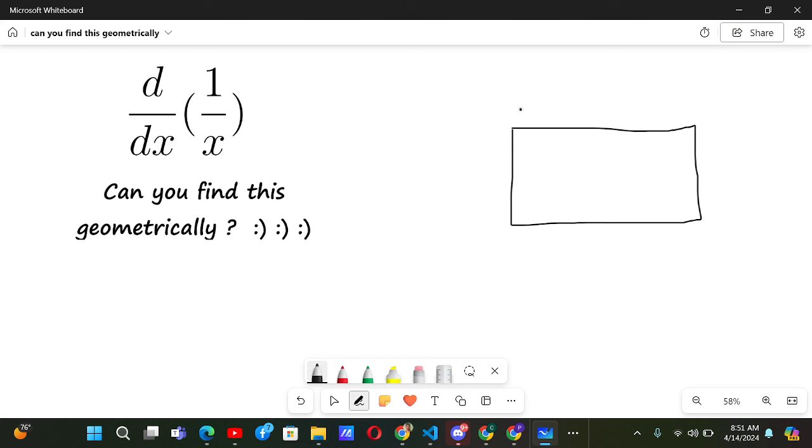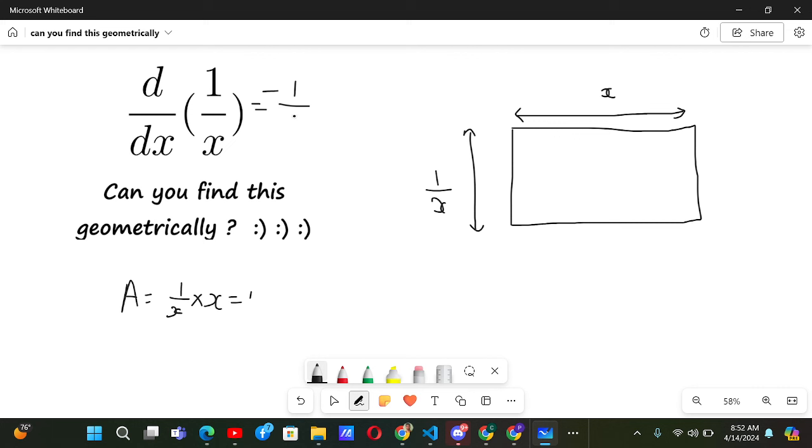So let this rectangle have the side lengths x and 1 by x. In that way, the total area of the rectangle will just be 1 by x times x, which is just 1. Now we are interested in the change in 1 by x. So this will just be minus 1 by x square.